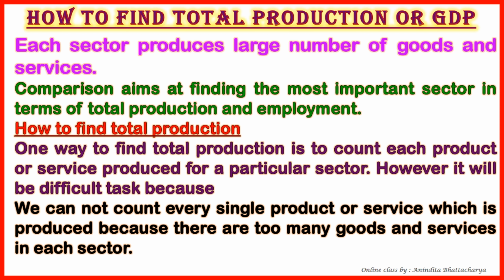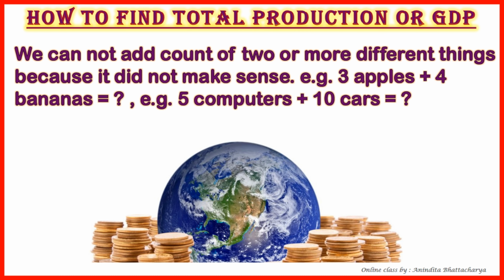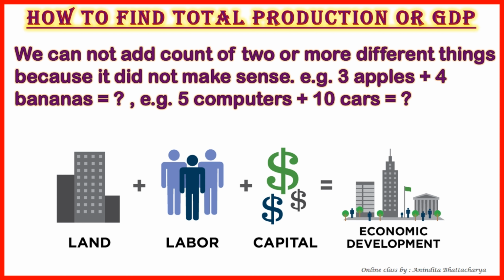One way to find total production is to count each product or service produced in a particular sector. So it will be a difficult task obviously. We cannot count every single product or service which is produced because there are too many goods and services in each sector. We cannot add or count up two or more different things because it does not make sense. Just like for example 3 apples plus 4 bananas, so what is the unit? Obviously we do not know. Example like 5 computers plus 10 cars, so obviously we do not know the unit.